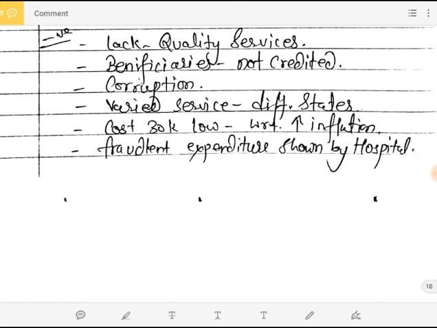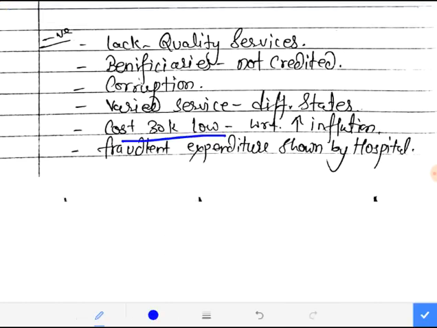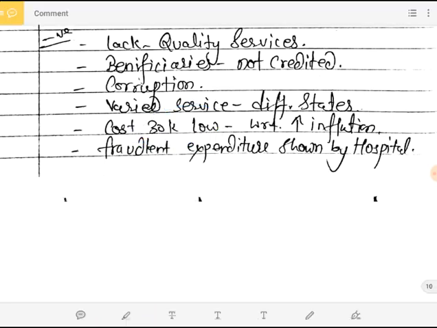Next is cost, that is 30,000 rupees, which is being allotted under Rashtriya Swasthya Bima Yojana, is considered to be very low, right? Because with respect to increasing inflation nowadays, these costs must also be changed, right? It means these are the allegations which are against this scheme.